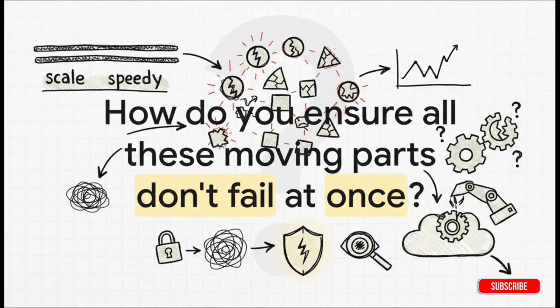So, we've solved for scale, we've solved for speed, but all these moving parts, all this complexity, it brings up a whole new world of challenges around reliability and what happens when things inevitably go wrong. And building a system that can not only detect when something fails, but can actually heal itself, well, that's the next big frontier. But that is a topic for another explainer.